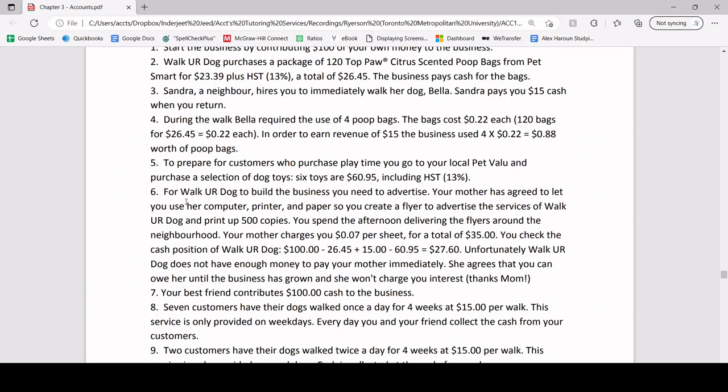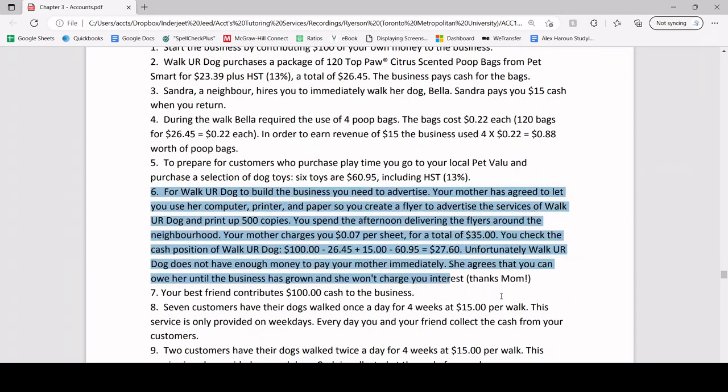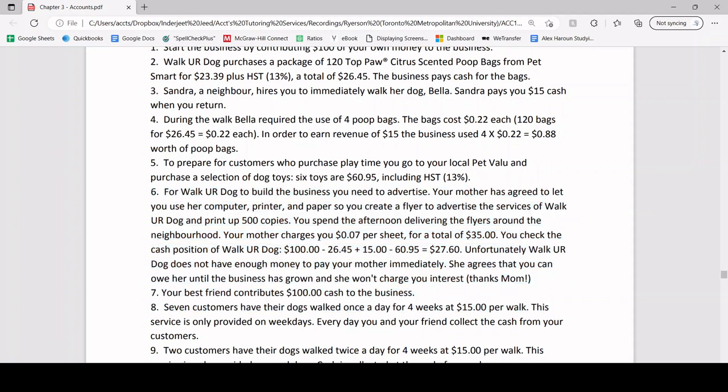Transaction number 6. So this is a big one. So for Walk Your Dog to build a business, you need to advertise. Your mother has agreed to let you use her computer, printer, and paper so you can create a flyer to advertise the services of Walk Your Dog and print up 500 copies. You spend the afternoon delivering the flyers around the neighborhood.